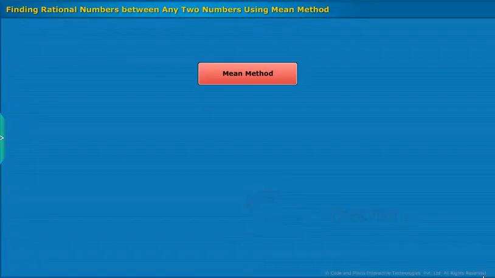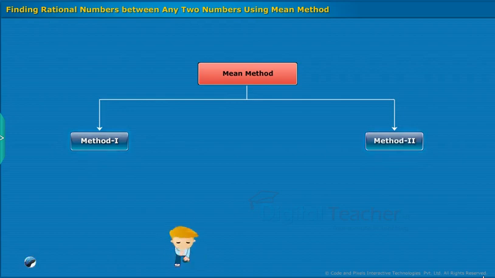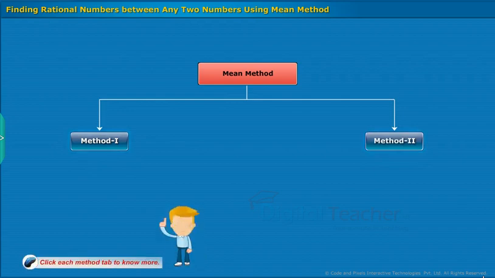Let us discuss how to find the rational numbers between any two numbers using mean method. Mean method is categorized into 2 types, namely method 1 and method 2. Click each method tab to know more.